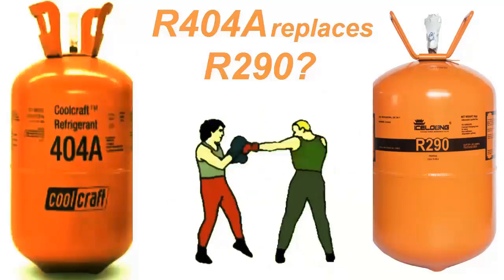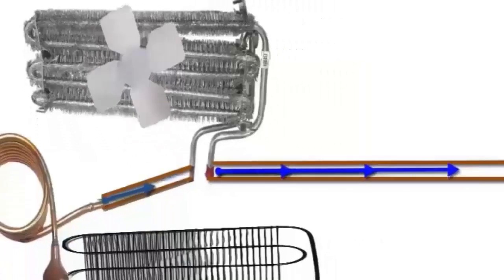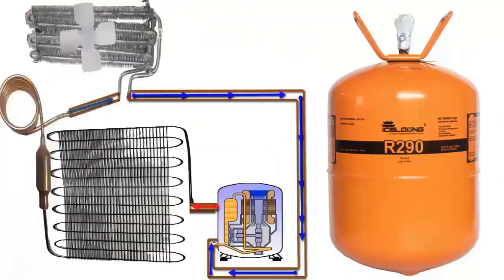4. In the evaporator, since the density of R404A is different from that of R290, for the same compressor displacement, the mass flow rates will be different.